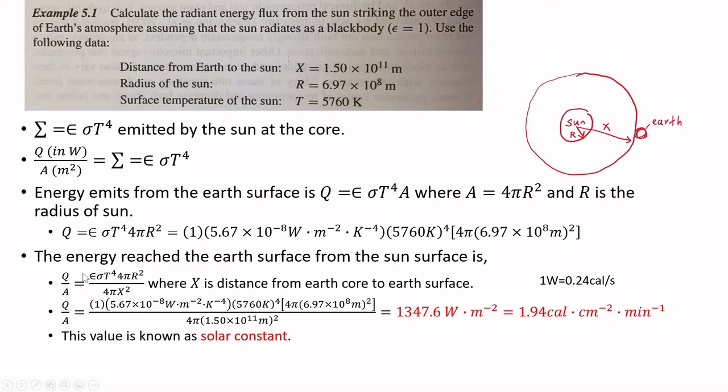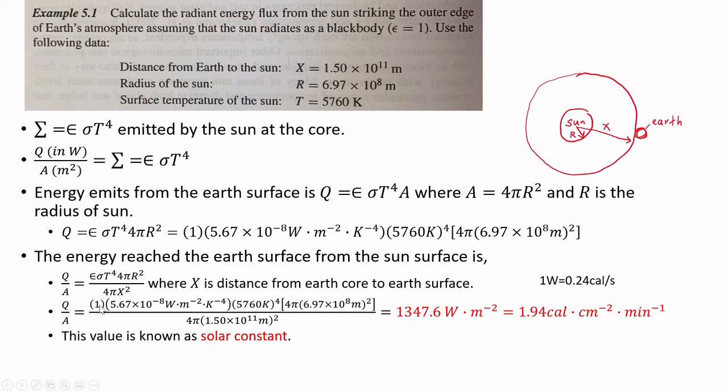The easiest way: we know the amount of energy emitted is the same, but the area is different this time. If the sun emits the energy from the surface, by the time it reaches the Earth surface, the energy has dissipated throughout all this area. So we can again take Q over A, but this time the A is 4 pi x squared. Initially, it was 4 pi r squared for the sun surface. Now it's as if the energy has moved far away from the surface, so we have x squared here.